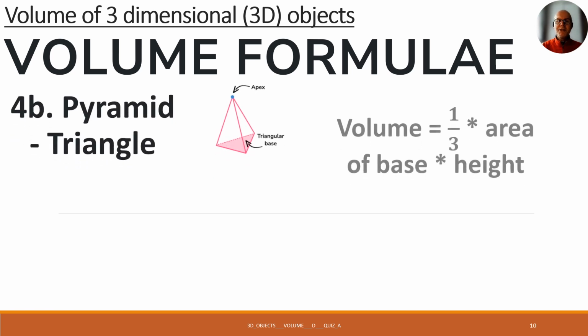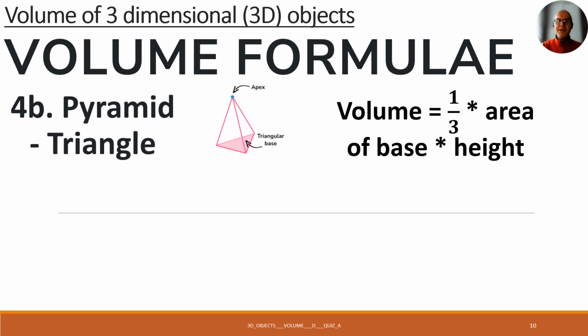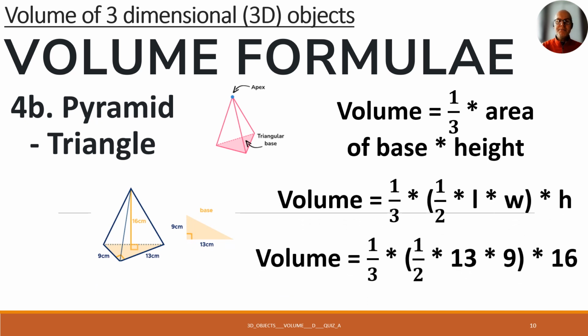Next shape is a pyramid with a triangular base. The formula for volume for a pyramid is 1/3 times the area of the base times the height. So with this being a triangular based pyramid, the formula would be 1/3 times half times length times width. Remember, I said to remind yourself of the 2D formula, and this is the 2D formula for the area of a triangle. You're looking for the area of the base. In this case, it's a triangle. So the area of the base would be the area of a triangle, which is a half times length times width. So the volume formula for a triangular based pyramid is 1/3 times half times length times width times height.